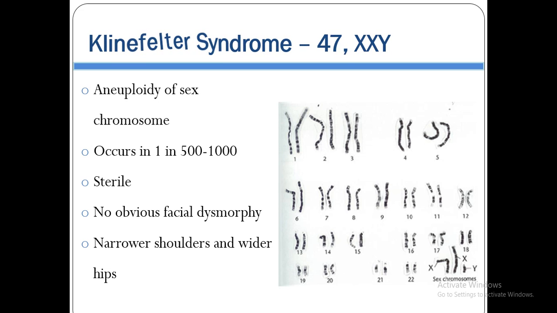This aneuploidy occurs in 1 in 1,000 infants. They are sterile, meaning they cannot reproduce by the time they become adults. Basically, the features of Klinefelter syndrome are the same as a normal person. It's just that in their body you can see a difference. They have narrower shoulders and wider hips. So these males actually look like a female.